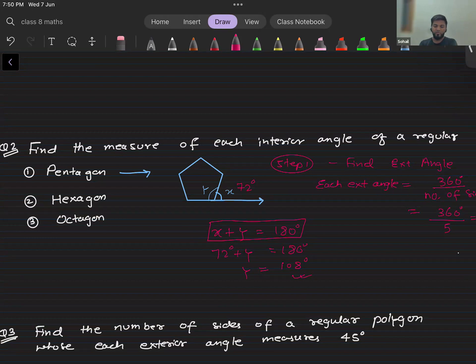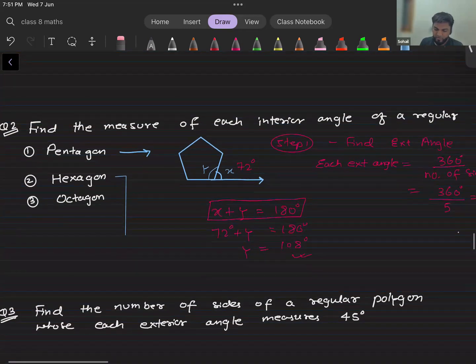Yes, Ahmed, you got how we solved the first one? Hexagon exterior angle equals 60. Yeah, that is the exterior angle 60, which Ahmed has written here. Interior angles 120. Okay. So for hexagon, we solve it like this.